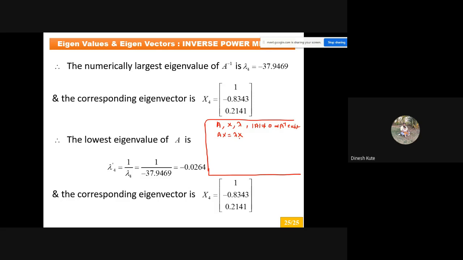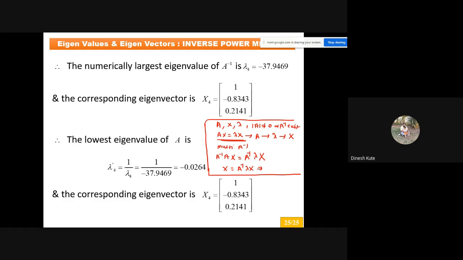So what is the meaning of this mathematical expression? This matrix A has eigenvalue lambda and the corresponding eigenvector is x. Now, as the determinant of the matrix is non-zero, A inverse exists. So just multiply this equation by A inverse. That gives me A inverse into A into x is equal to A inverse into lambda x. Now A inverse into A gives you the identity matrix. So x is equal to A inverse into lambda into x.